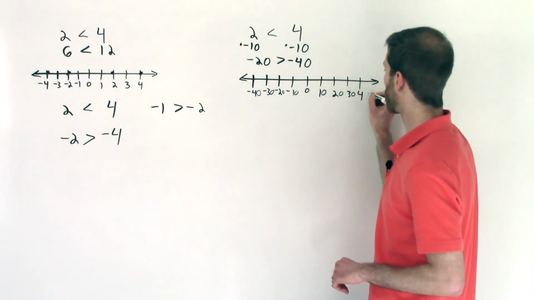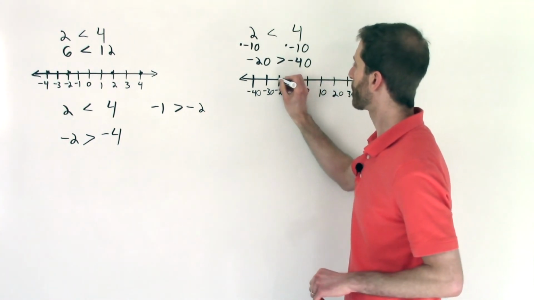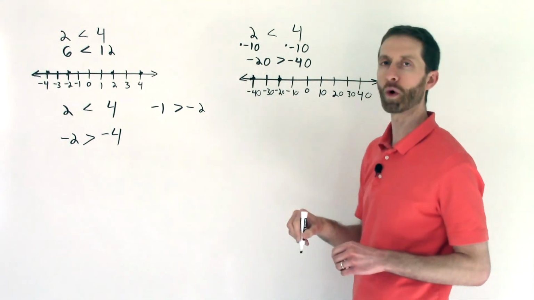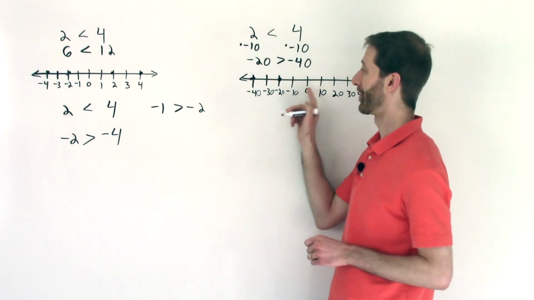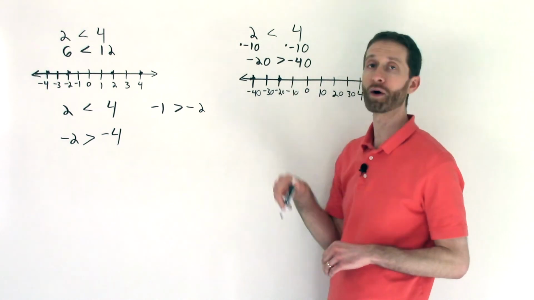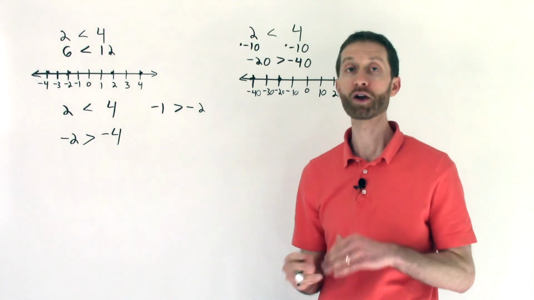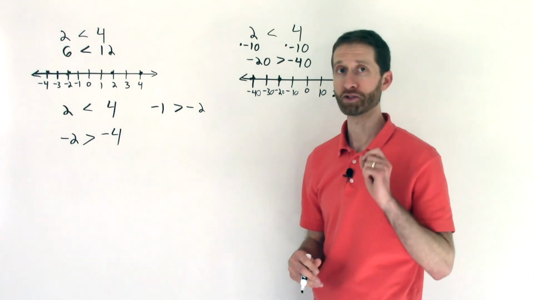So basically we started with 2 is less than 4, and then we end up with -20 and -40. For the same reasoning, -20 is closer to 0 than -40 is. And again, closer to 0 on the negative side means you're greater. So yet another example of why when you multiply or divide by negative numbers, the inequality sign must switch.